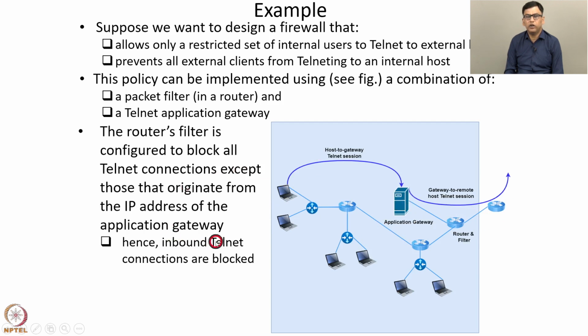So hence inbound telnet connections are automatically blocked, because if some host from outside the organization's network is sending telnet request packets, then they will be dropped by this packet filter, since those packets are not coming from the application gateway, which is inside the organization's network.